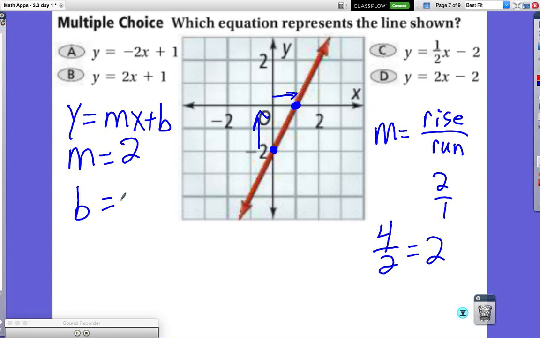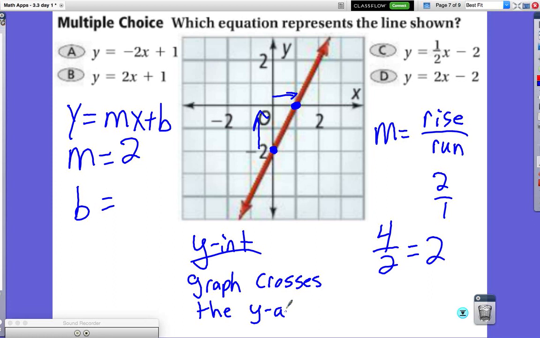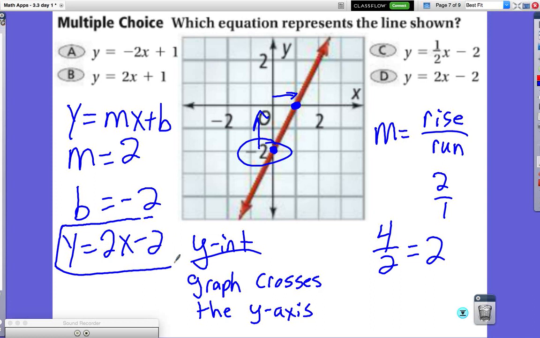Your y-intercept is where your graph crosses the y-axis. In this case, it's right at -2, so b is -2. If we look at our answers, we should have y equals 2x minus 2 for our answer. So in this case, it looks like it is letter D.